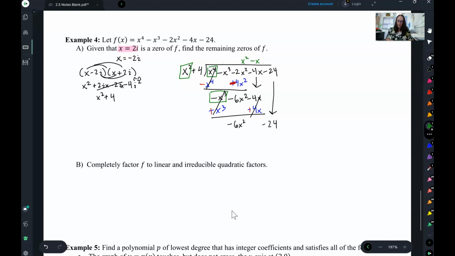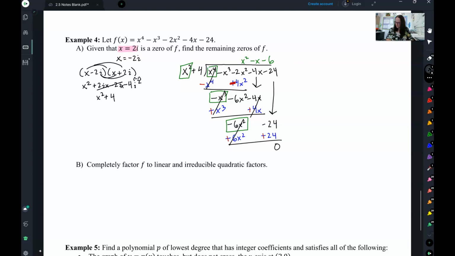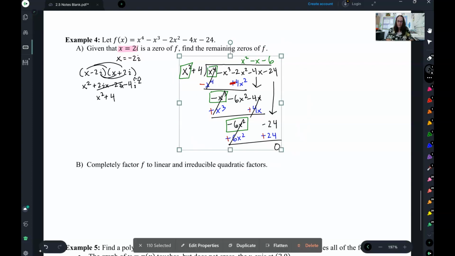And last step, x squared times what is negative 6x squared? That's a negative 6. So distribute. Negative 6 times x squared is negative 6x squared. Negative 6 times 4 is negative 24. Change the signs. And that goes away. And ta-da, we have a remainder of 0. So there is my long division.